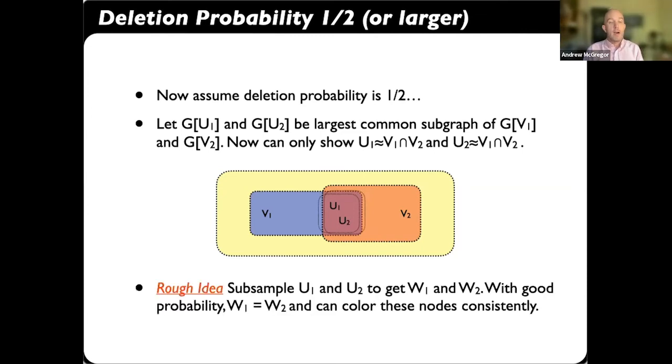So in this case, the approach is that you're trying to find a subset of nodes, and I'm trying to find a subset of nodes, such that we truly do have this consistent coloring amongst that subset. So what we do is that we both subsample the U1 and the U2. If we do this subsampling at the right rate, we end up with the same set of nodes after the subsampling, and we can color these consistently. Okay, I appreciate that was maybe a little high level for you to nod and say, "Oh, that sounds about right," but that is the truth.